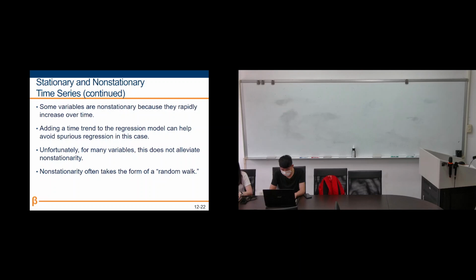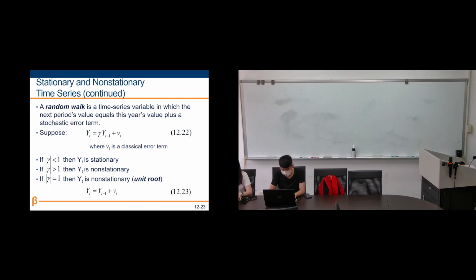So let's explain what a random walk is. There are a lot of terms like this one. Have you learned it before already? I think all these terms are important before we understand this issue.